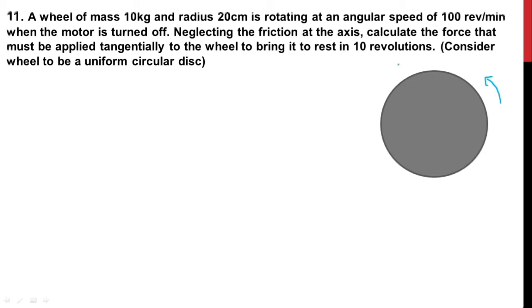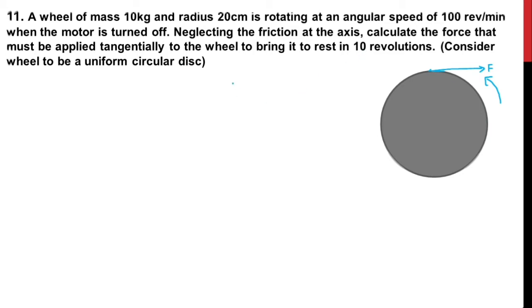So here in the question it is given that a force is acting tangentially. Just imagine this is the point where the force is acting tangentially. Now in the question, neglecting the friction at the axis, calculate the force that must be applied tangentially to the wheel to bring it to rest. When the force is applied tangentially, definitely the disc will come to rest after some revolutions, right? It is given how many times it rotates just before stopping. That is given as 10 times.